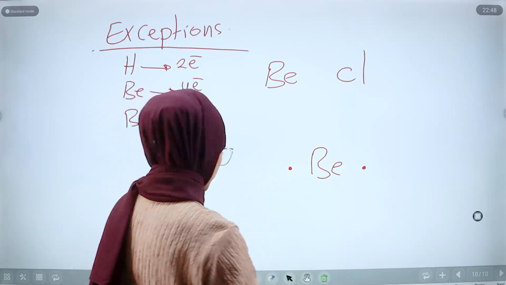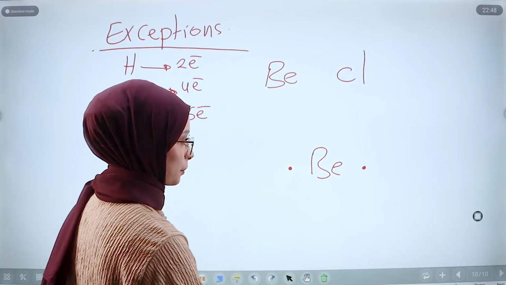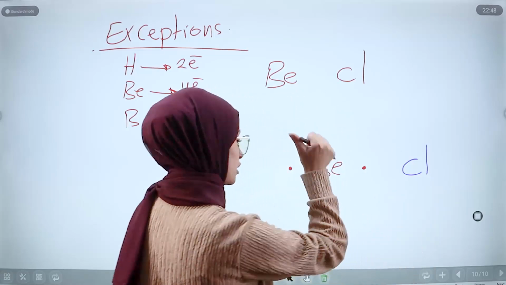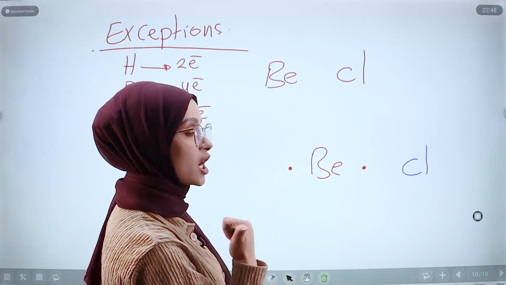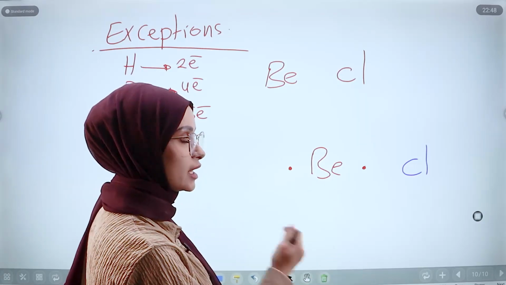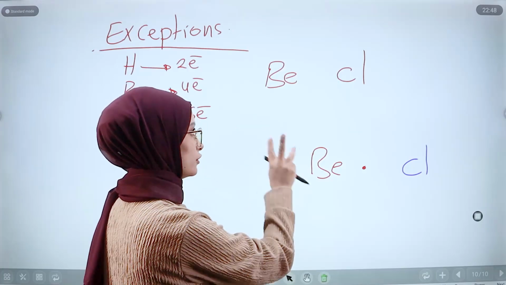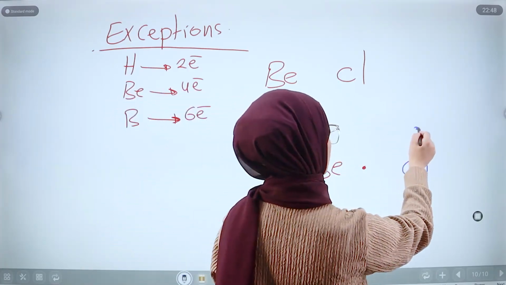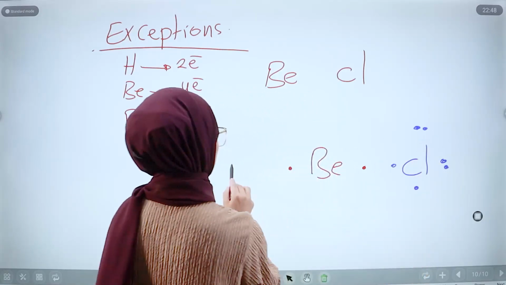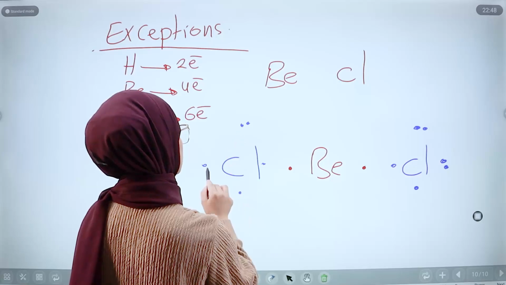So beryllium with the chlorine, I will draw it with the chlorine. You are maybe shocked now. Yes, this is the truth. Beryllium is an exception. Number 1, it actually makes a covalent bond or covalent compound. Number 2, with group number 7, it is octet only at 4 electrons. Chlorine is in group number 7: 1, 2, 3, 4, 5, and 6. And the other chlorine here: 1, 2, 3, 4, 5, 6, 7.